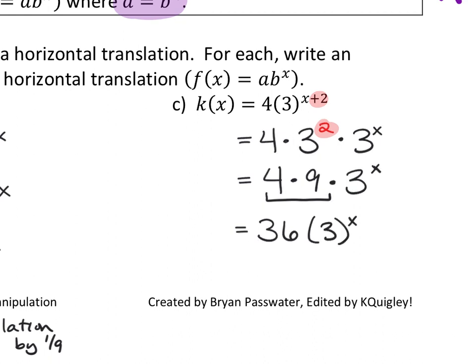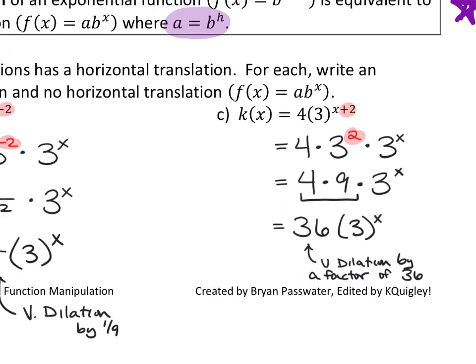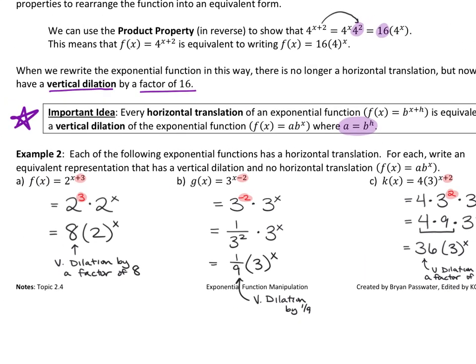So we started with a vertical dilation by 4 and a horizontal translation left 2. We ended up with just a vertical dilation by a factor of 36. So we're able to manipulate these equations, not like we were able to manipulate polynomials by just straight up multiplying or anything. We have to use these exponent rules to manipulate them. But every translation horizontally is a vertical dilation.